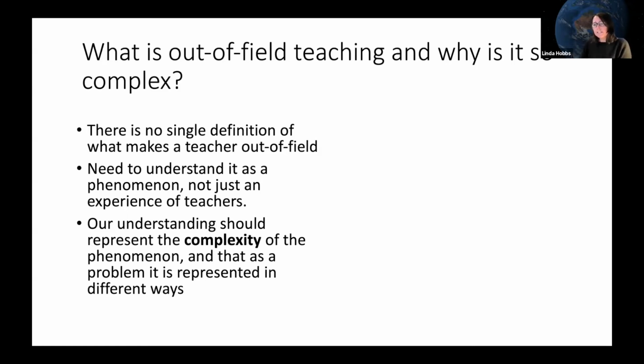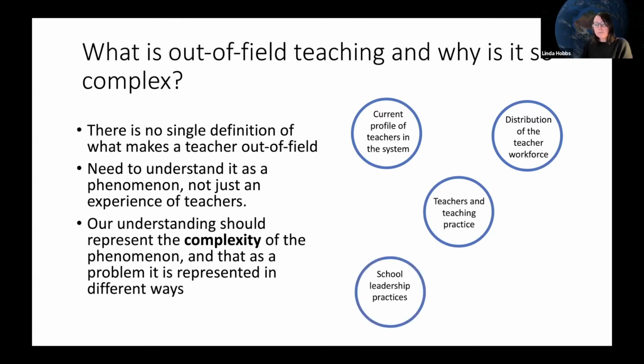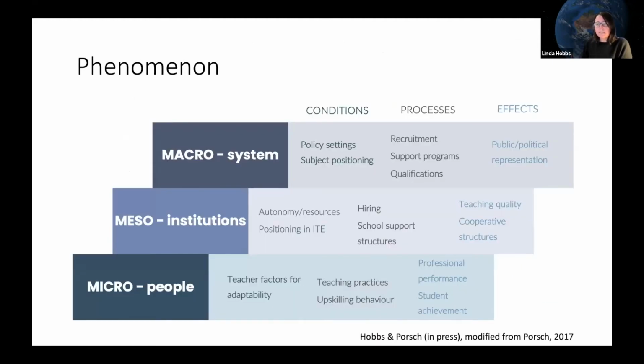We need to appreciate that teaching out-of-field is a phenomenon because it's long-standing, it's observable, and it's widespread. But it can be represented in different ways: as a product of the current profile of teachers in the system, as a problem of teacher distribution, as a crisis in teacher or teaching quality, as a product of inadequate school leadership practices, and as a product of inadequate resourcing of schools. All of these issues will be addressed during this summit. They each pose complex questions involving different stakeholders to define the parameters of the problem and decision-making to produce multiple level solutions. So let's look at the dimensions of the phenomenon.